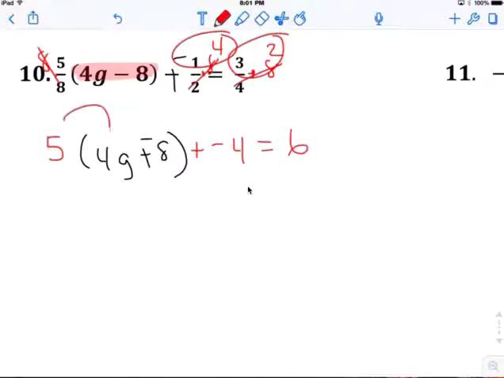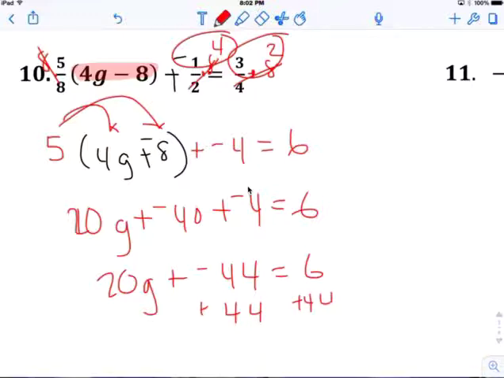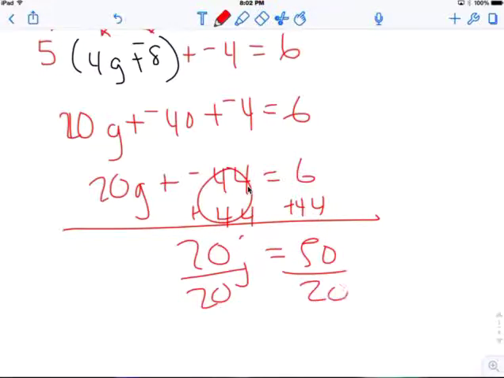Okay, now we can distribute. And we're dealing with whole numbers. 20g plus negative 40 plus negative 4 equals to 6. So 20g plus negative 44 equals 6. Add 44. 50 equals 20g. Divide by 20. Divide by 20. G.